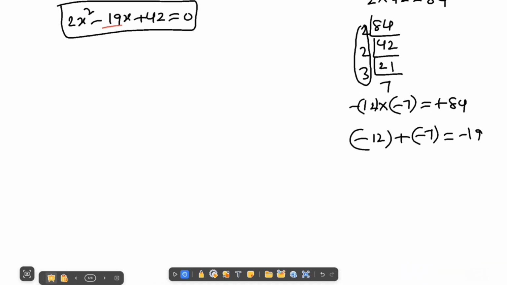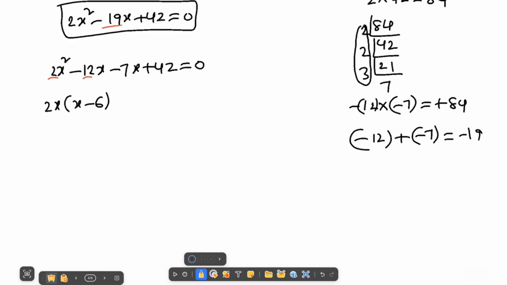So let's rewrite the middle term here. 2x² − 19x + 42 can be written as 2x² − 12x − 7x + 42 = 0. Now from the first two terms you can take 2x common. If we take 2x common, we will have x − 6. If we take −7 common, we will have x − 6. So (x − 6)(2x − 7) = 0.